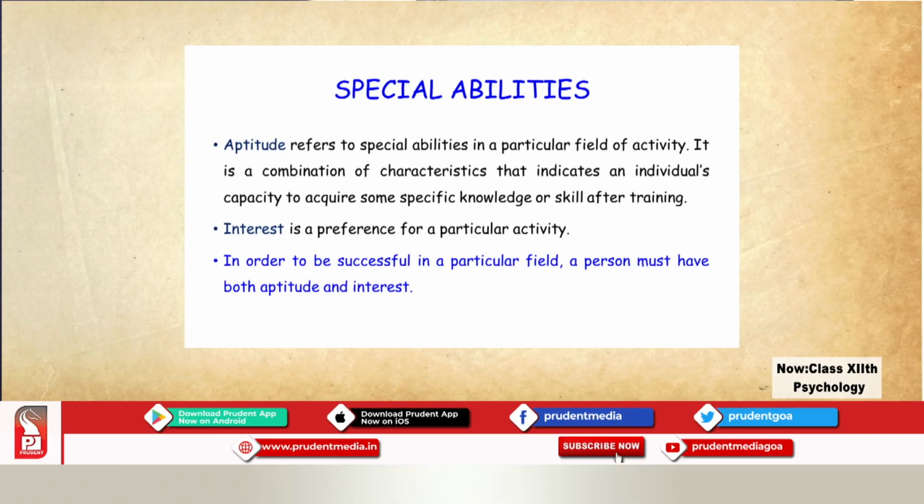Coming to special abilities. So, in special abilities we see two things, that is aptitude and interest. We have already done what is aptitude. It basically refers to the special abilities in a particular field of activity, and it is a combination of characteristics that indicates an individual's capacity to acquire some specific knowledge or skill after training. And what is interest? It is a preference for a particular activity.